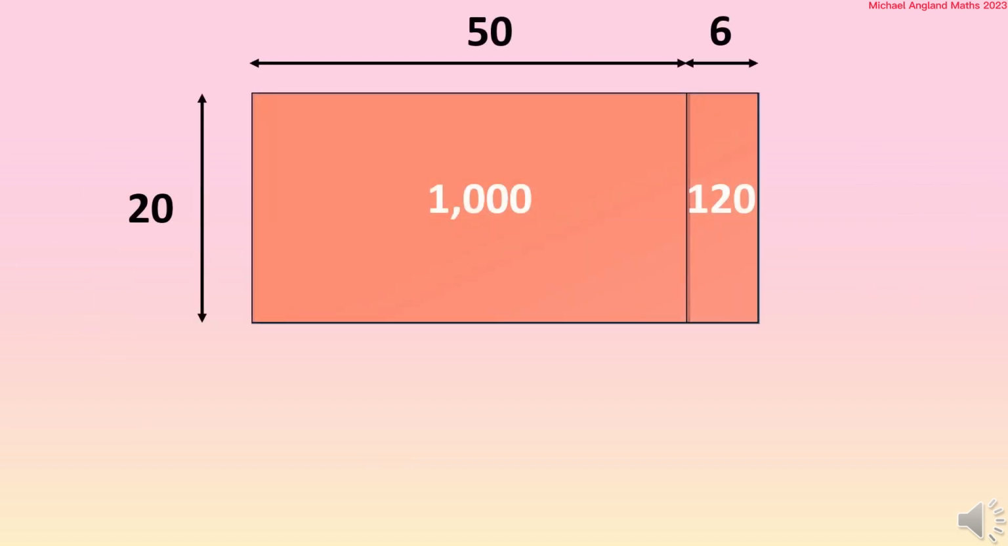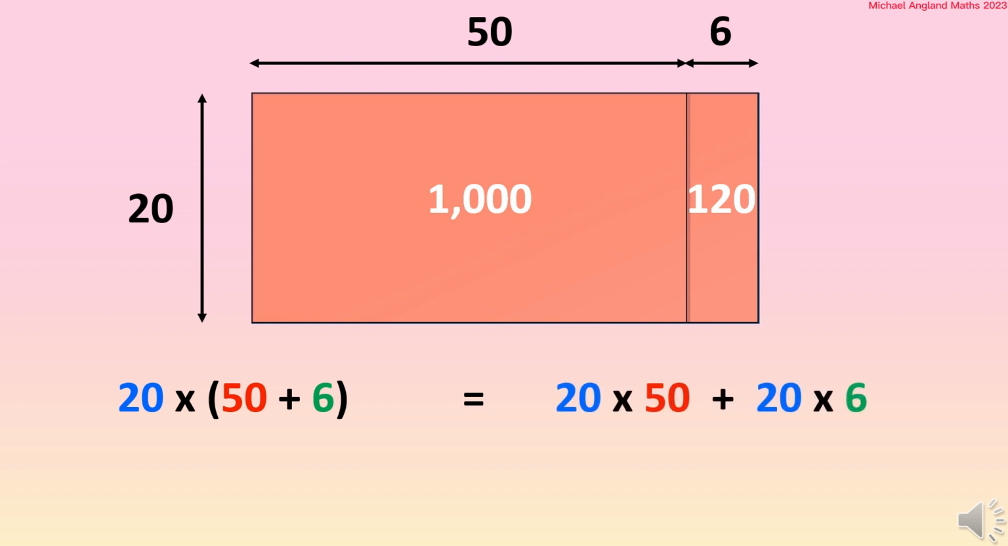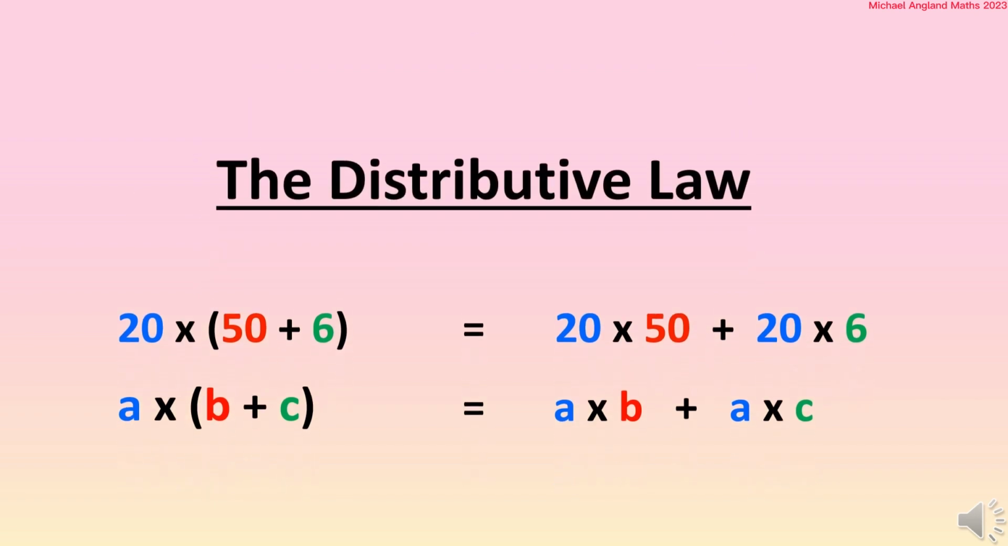Looking back at that, we can see the area is 20 times (50 plus 6), which is equal to, as we distribute the 20 across the two numbers in the brackets, 20 times 50 plus 20 times 6. More generally, if we have the form a times (b plus c), that distributes as a times b plus a times c, which is known in maths as the distributive law.